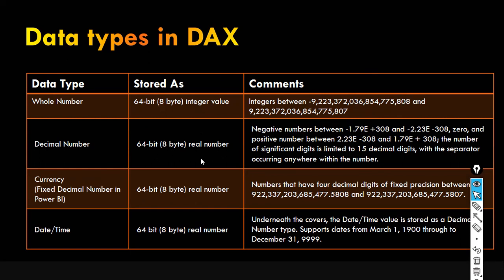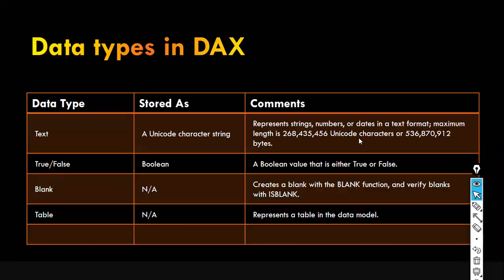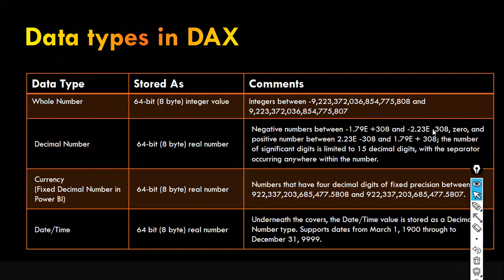And then the decimal number, the negative numbers between -1.7 e plus 308. What is e plus 308? It is 10 to the power 308, and e minus 308 is 1 divided by 10 to the power 308. So we can store the negative values anywhere between this range and this range, and the positive values anywhere between these two ranges. So you can store a very big number also.